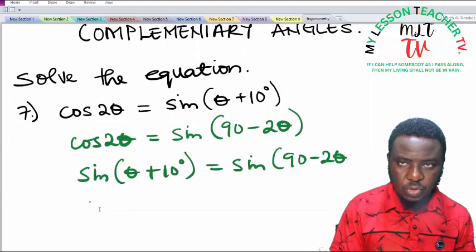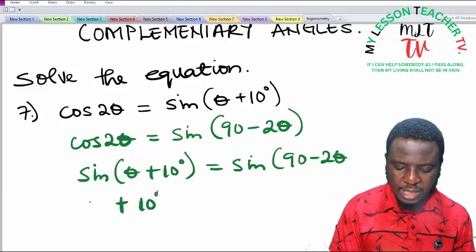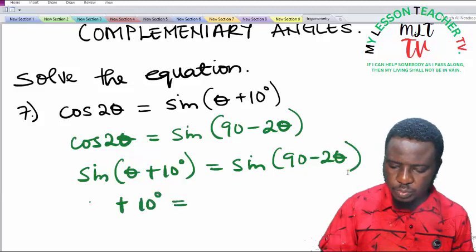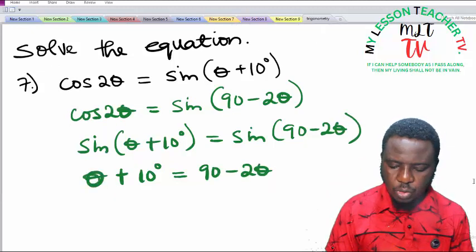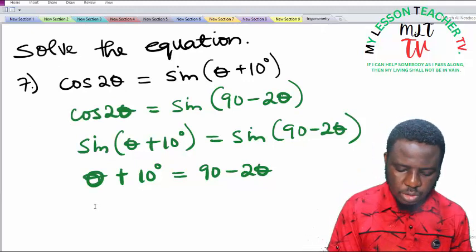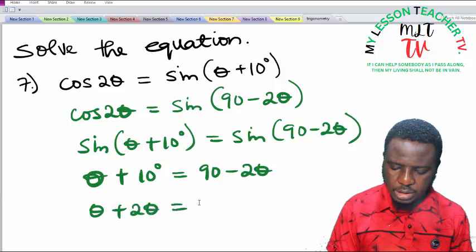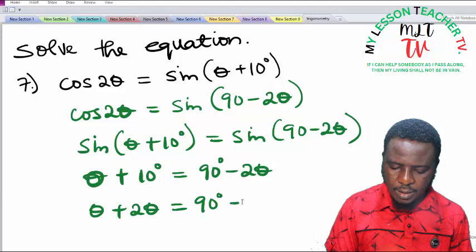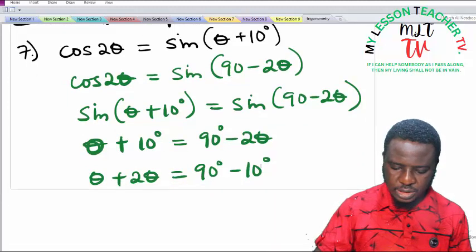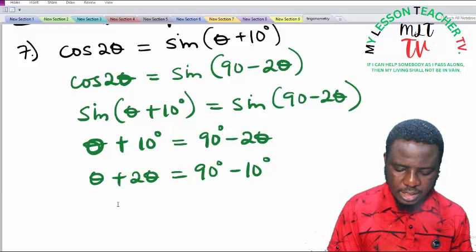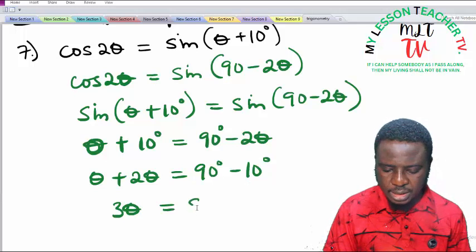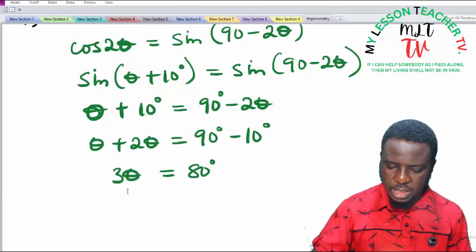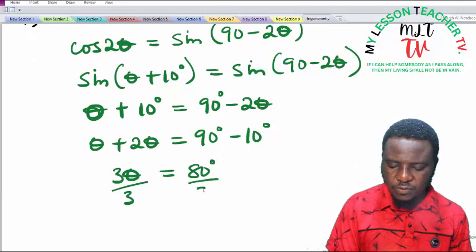And by comparing the angles, we have it that theta plus 10 degrees is equal to 90 minus 2 theta. When you collect like terms, this becomes theta plus 2 theta is equal to 90 minus 10 degrees. And theta plus 2 theta gives us 3 theta to be equal to 90 minus 10, which is 80 degrees. Now, divide both sides by 3 to get your value for theta.